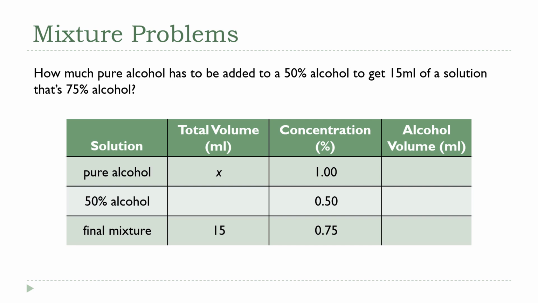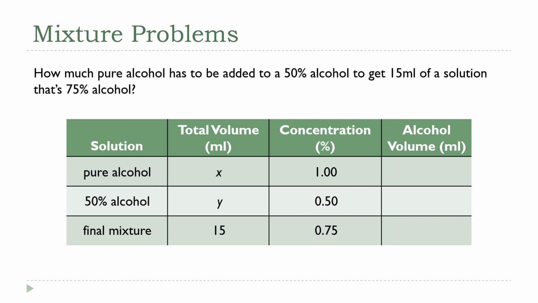All right. So how about these boxes that we haven't filled in just based on what we were told? Well, for the 50% alcohol volume, I don't know that. We weren't asked for it, so it won't be a part of our final answer. But I still need to put something there, and since I don't know that value, I'm going to put a variable there. I'll put a y.